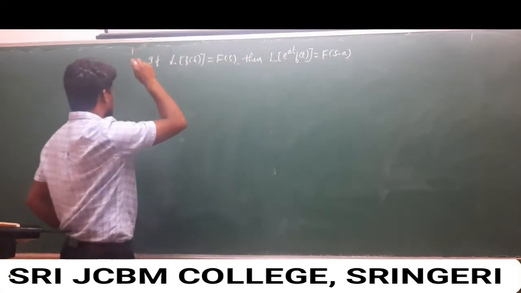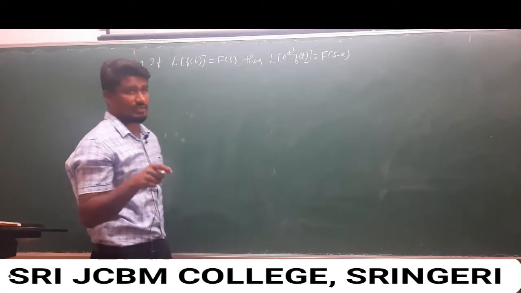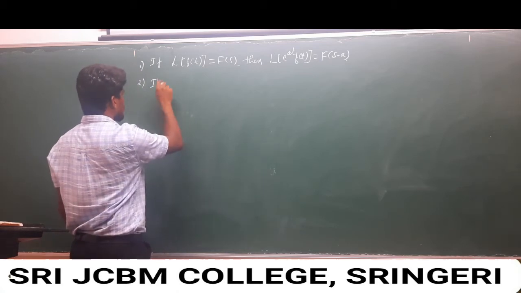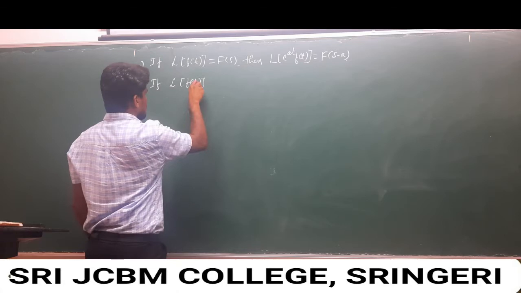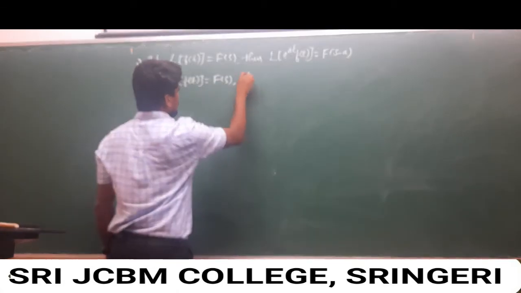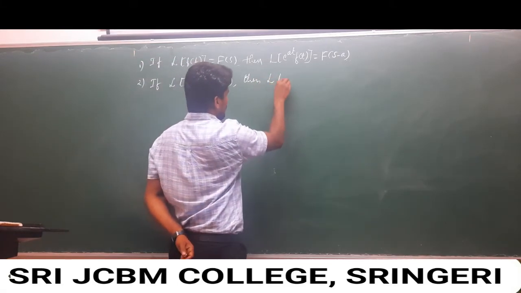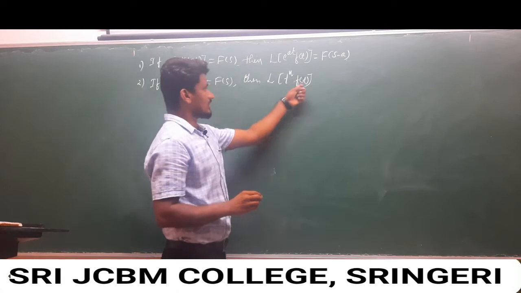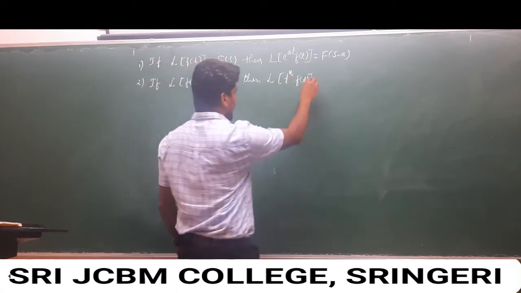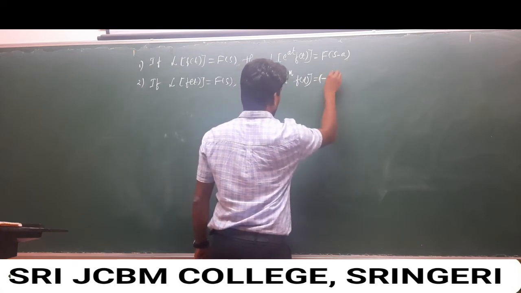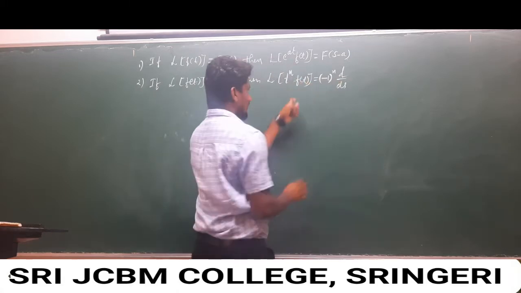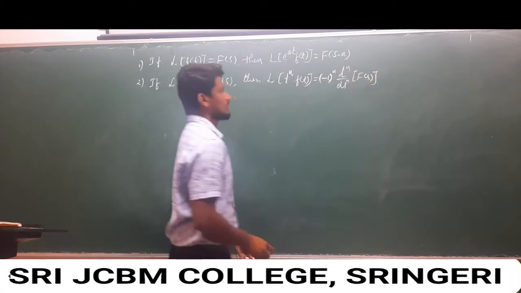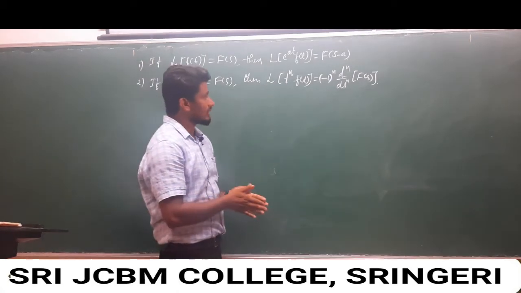Another property is the derivative of the Laplace transform property, which we also saw in the previous video. Suppose the Laplace transform of f of t is equal to F of s, then the Laplace transform of t to the power n times f of t, that is, when the time domain function is multiplied with t to the power n, we get minus 1 to the power n times the nth derivative of F of s in the frequency domain.